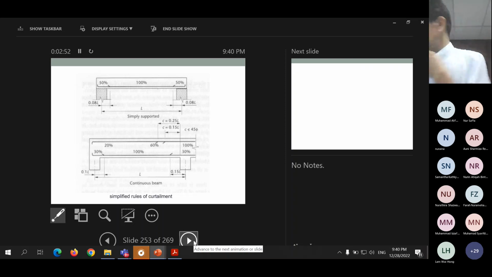Now, there are some calculations needed to determine the lap length and also the anchorage length. So we do not expect you to go into that detail in your design project, but we want you to know that there are equations that we can use to calculate.